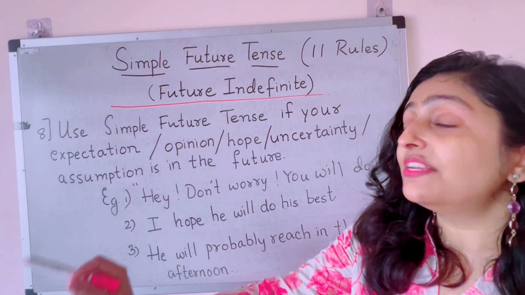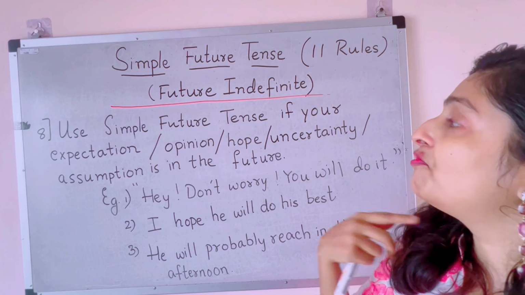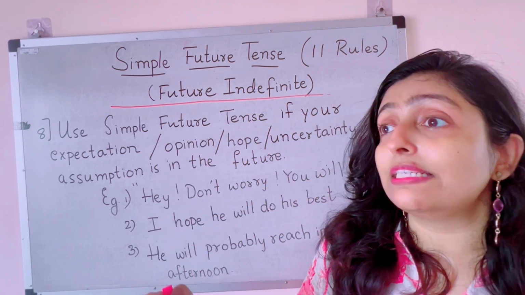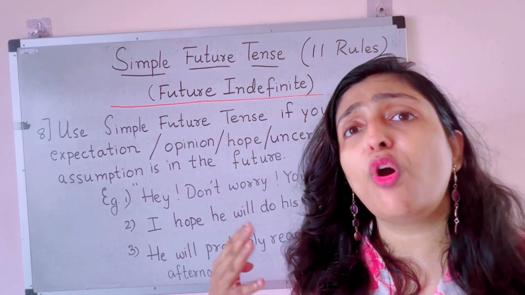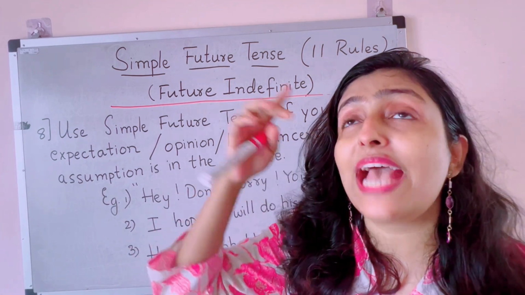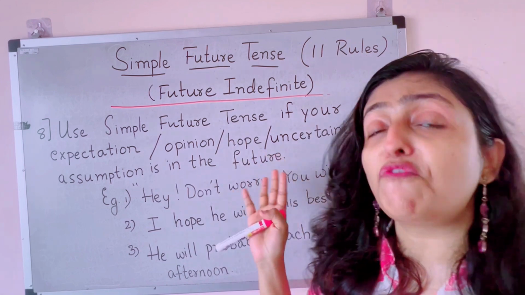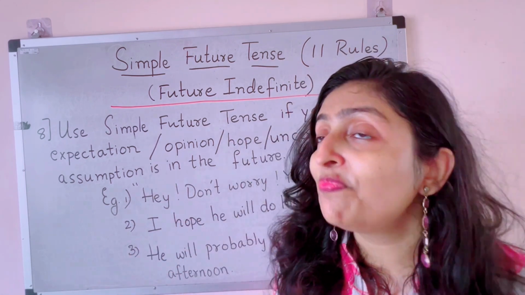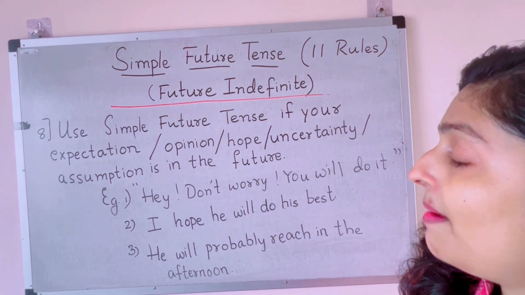Rule number 8 is use simple future tense if your expectation or opinion, your viewpoint, your hope, or even your confusion, your uncertainty, or your assumption, guess, prediction, everything is in the future. In such situations, use simple future tense. Let's have a look at the examples.